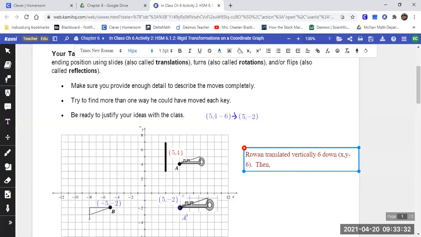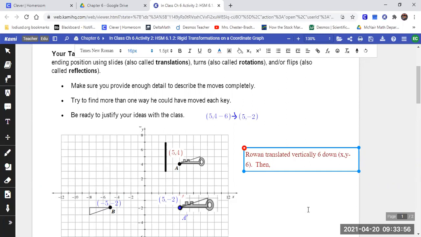Lily said she wanted to reflect. So let's check if we can reflect. First thing, how far apart is A and B now? 1, 2, 3, 4, 5, 6, 7, 8, 9, 10. So remember, when we reflect, it has to be an even number because we have to fold it over.